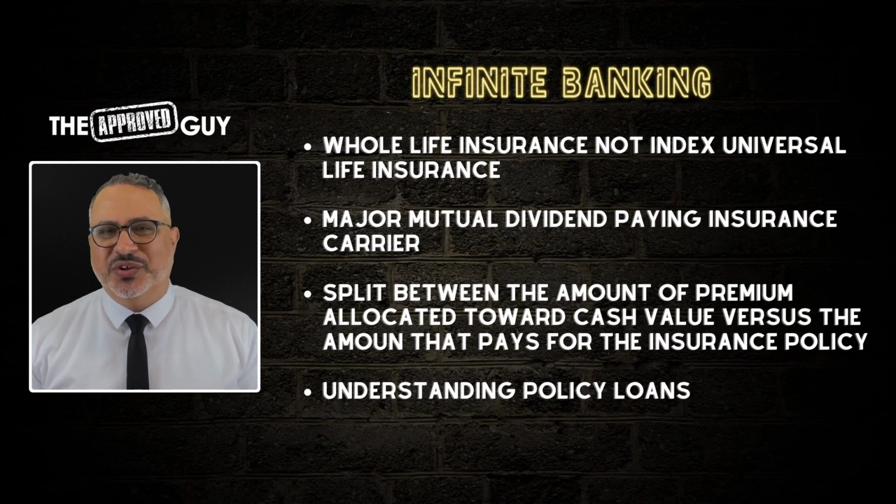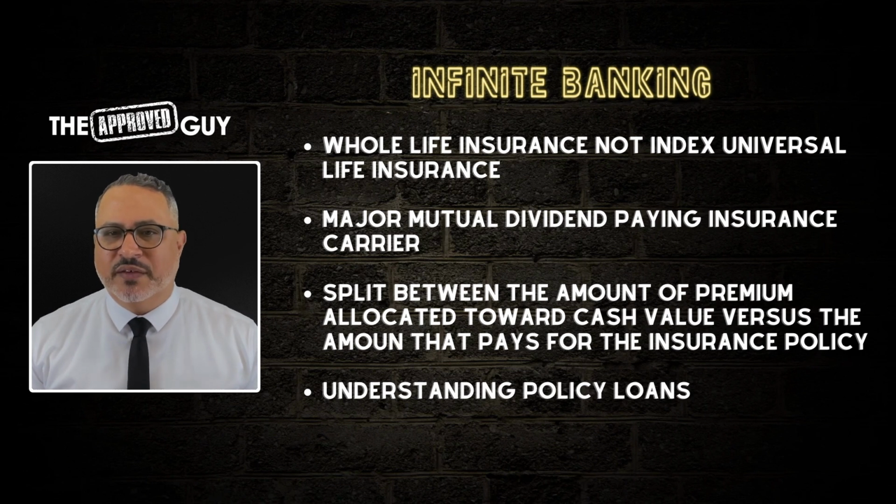You want to make sure you're using a whole life insurance policy, not an index universal life insurance policy. Number one. Number two, the whole life insurance carrier has to be a major mutual dividend paying insurance carrier. So not any whole life insurance, but a major mutual dividend paying insurance carrier.